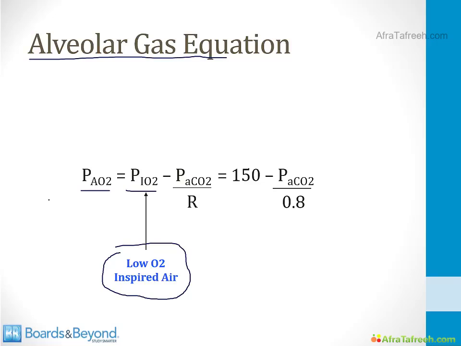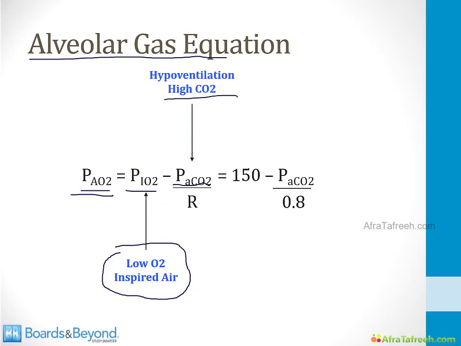The second way that you can get a low P big AO2 is if you have a high carbon dioxide level. And when do you get a high carbon dioxide level? That's when you hypoventilate. Hypoventilation always causes elevated carbon dioxide, and I talk about this in great detail in the video on ventilation and perfusion. So if you are hypoventilating, then your CO2 level is going to go up, and according to the alveolar gas equation, that will lead to a low P big AO2, and a low P big AO2 leads to hypoxemia with a normal AA gradient.